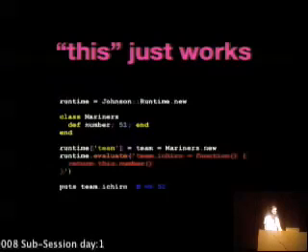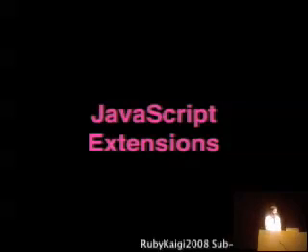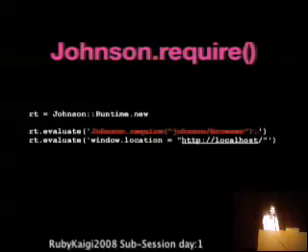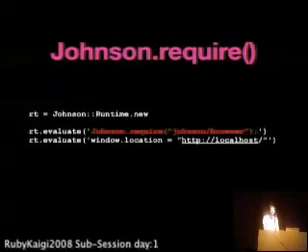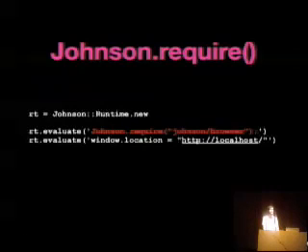So next I'd like to take a look at some of the JavaScript extensions that Johnson provides. We've added a few extensions to help us with development. And we're trying to keep most of our development done in either Ruby or JavaScript. So the first extension I'd like to take a look at is Johnson.require. This works exactly like Ruby's require, in that it searches your load path for a JavaScript file and then evaluates that JavaScript file within your runtime. So this looks for a johnson/browser.js, and if it can find that file, evaluates it in your runtime.